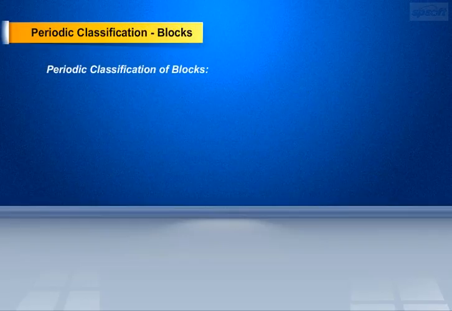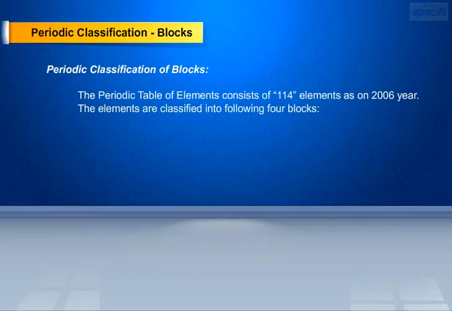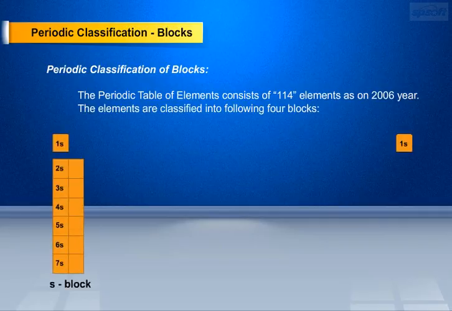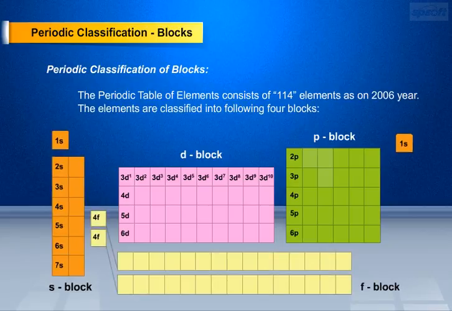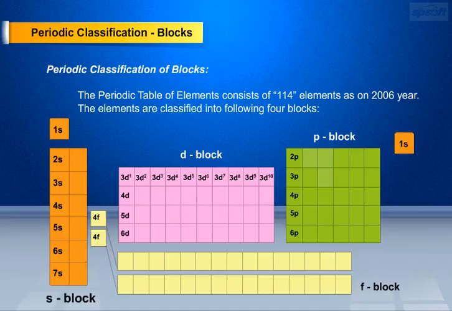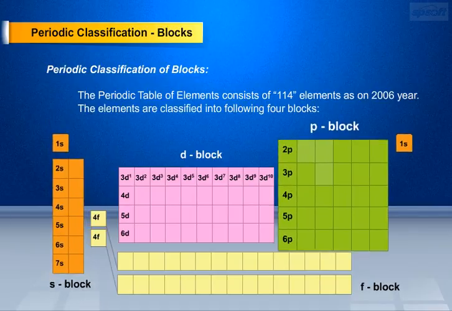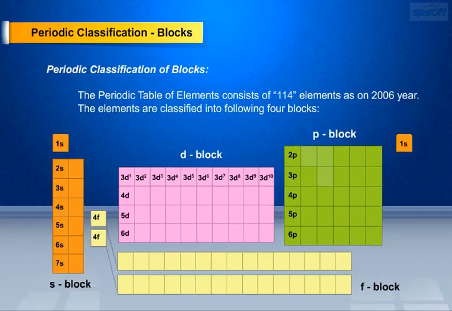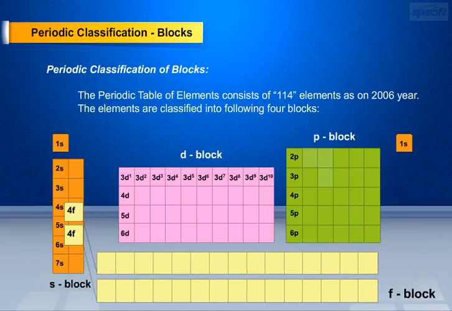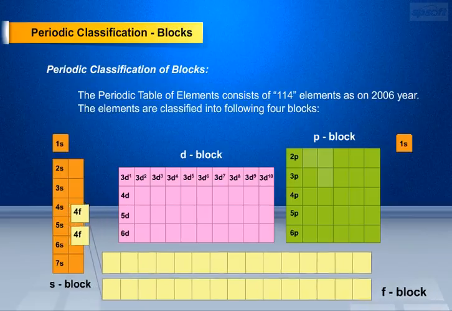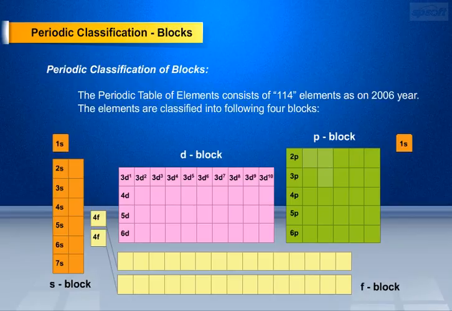Let's discuss in brief about periodic classification of blocks. The periodic table of elements consists of 114 elements as of the year 2006. Based on their properties, these elements are classified into 4 blocks. The 4 blocks are S block, P block, D block, and F block. The S block elements consist of alkali metals and alkaline earth metals. The P block elements consist of halogens. The D block elements consist of transition metals. The F block elements consist of lanthanides and actinides. Let's discuss each block in detail.